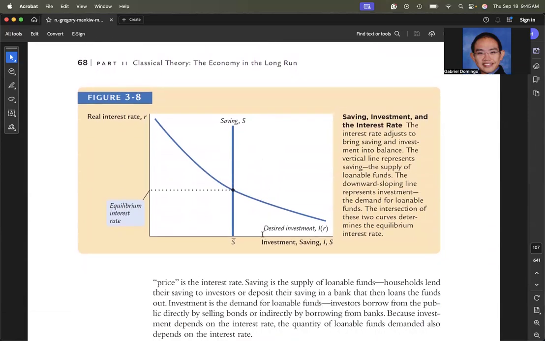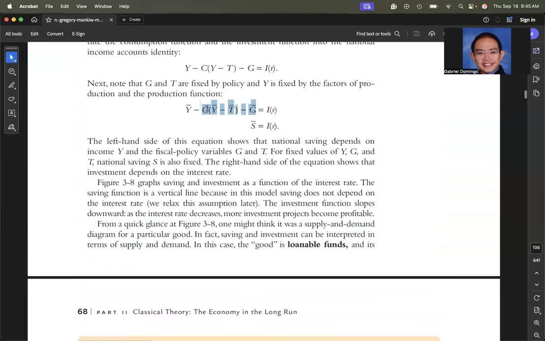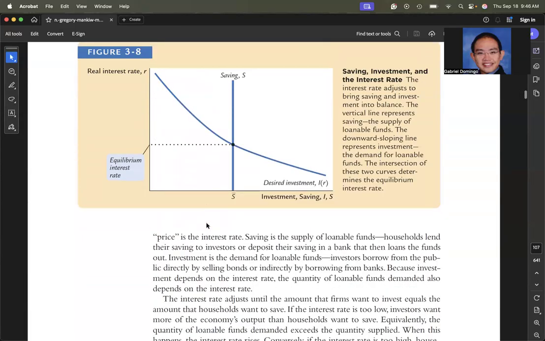This is the illustration of what we had just talked about. Saving is a vertical line here because saving is just S bar. In this particular model, S is not related to the real interest rate. In other types of models, savings and the real interest rate are in fact related. But in this one, it's not, because all of the elements of national savings are exogenous. Going back here, all of these have over bars on them and are exogenous. So saving is not related to R.